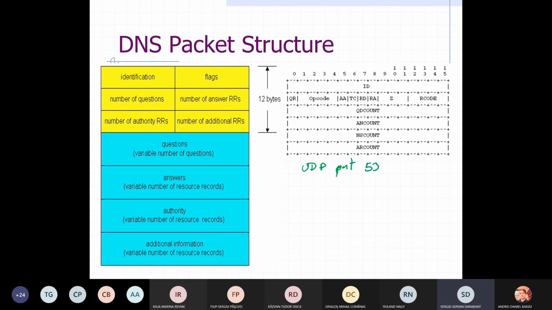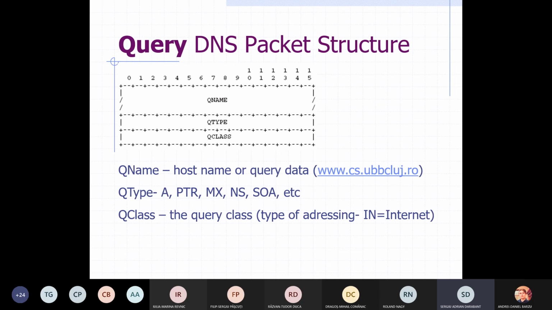This is the structure of a packet. You have some ID, some flags, the number of questions, the number of record sets, the number of authority record sets that are from master servers, and additional record sets. And then you have the actual questions and answers. This is the structure of a DNS packet. And then depending on the query type, you have different fields inside each query.